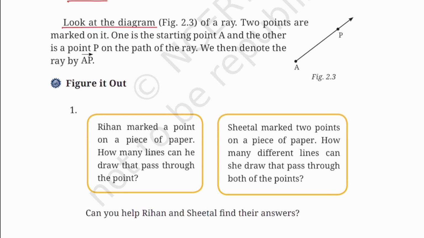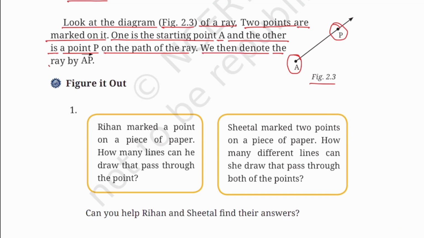Look at the diagram, figure 2.3, of a ray. 2 points are marked on it. One is the starting point A and the other is a point P on the path of the ray. A is the starting point and P is on the ray. We then denote the ray by AP with a single-headed arrow over it.